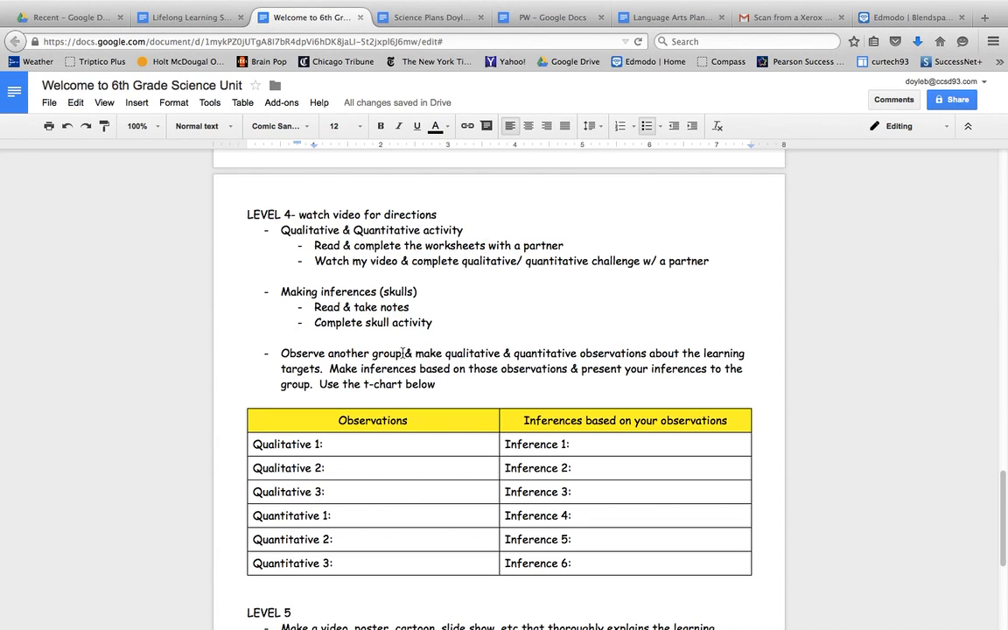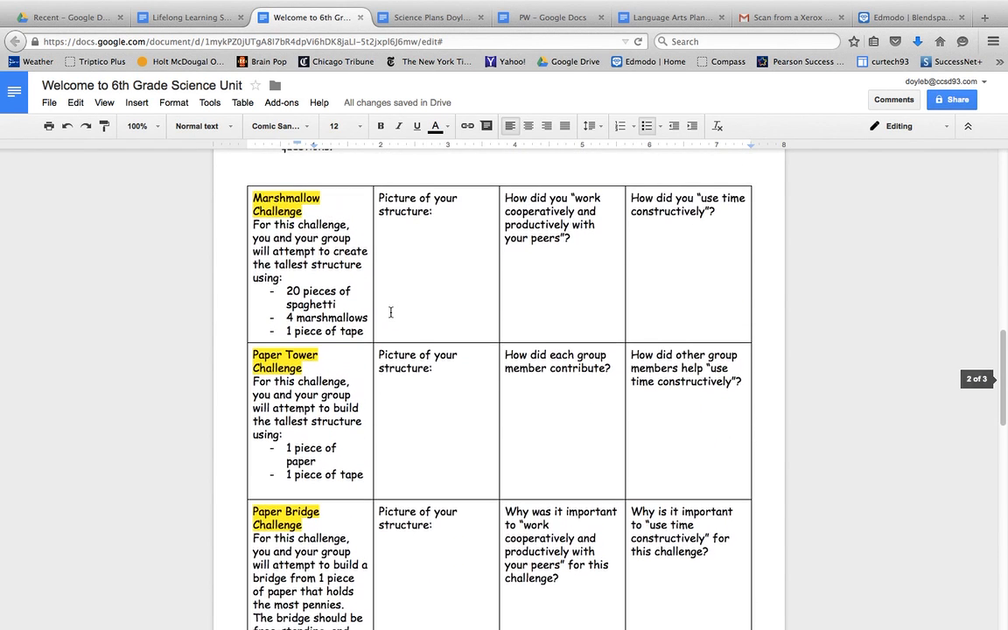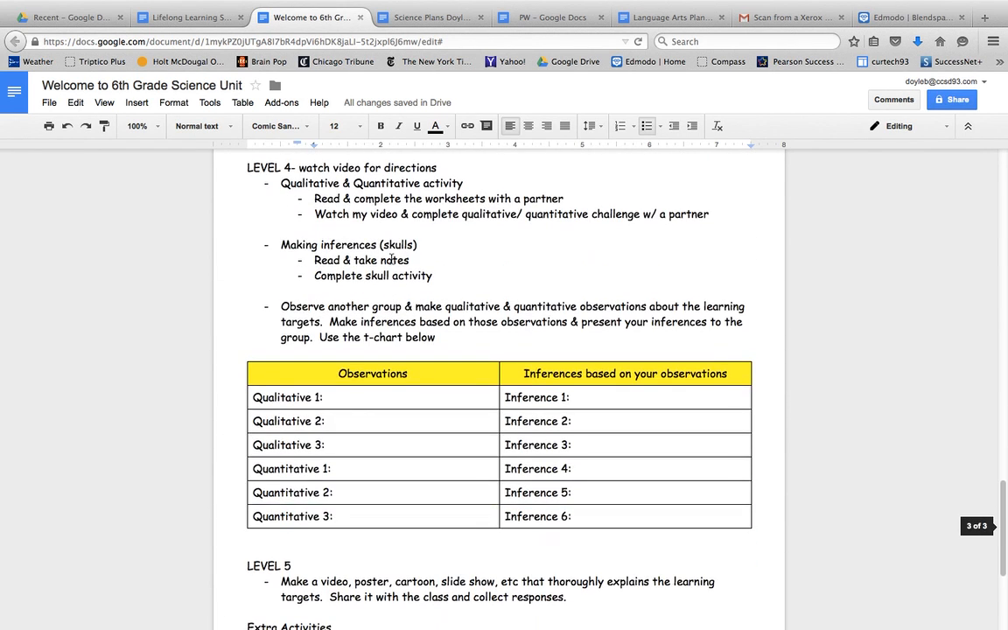Maybe the other group can be working on one of these challenges, or maybe the other group is just playing a game or something. But you're going to observe that other group, make some qualitative and quantitative observations about them, and then also make inferences on how they do as a group, what their group work skills are.